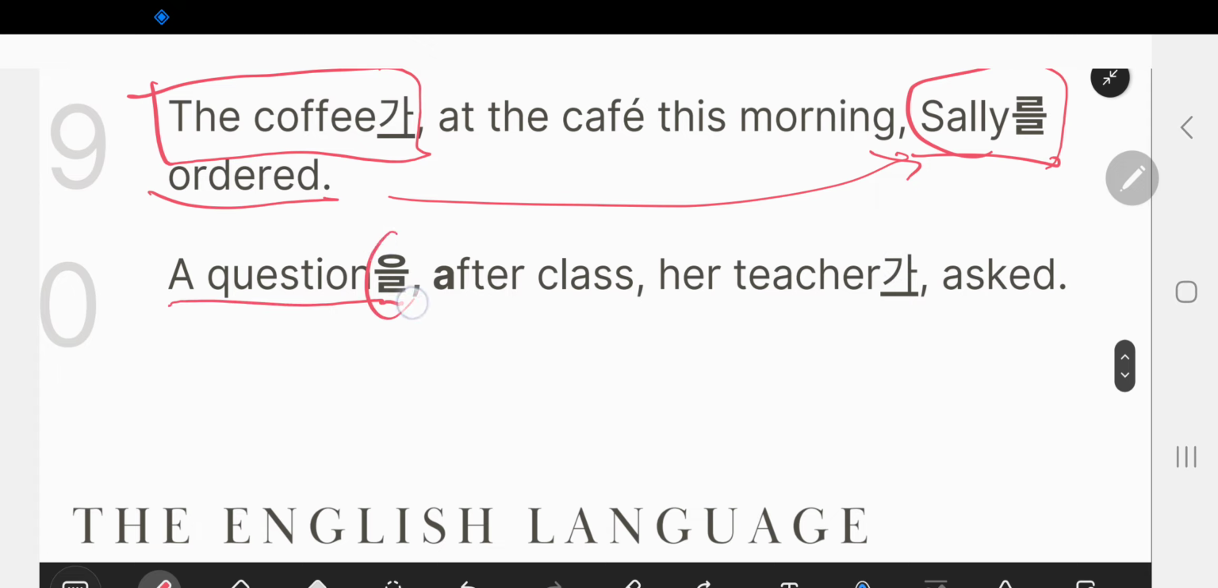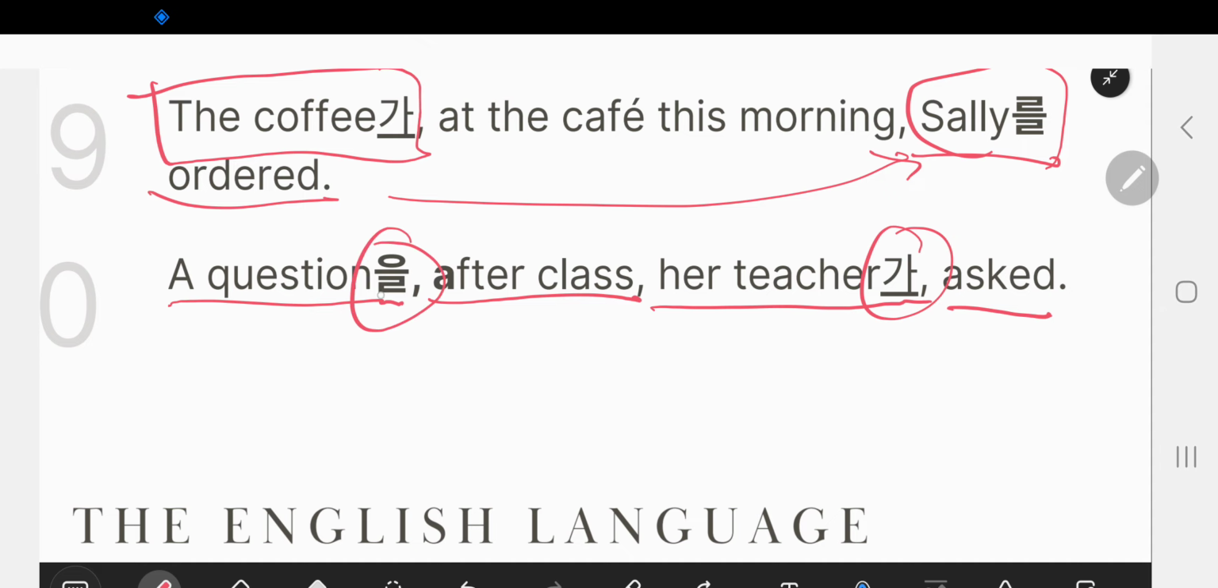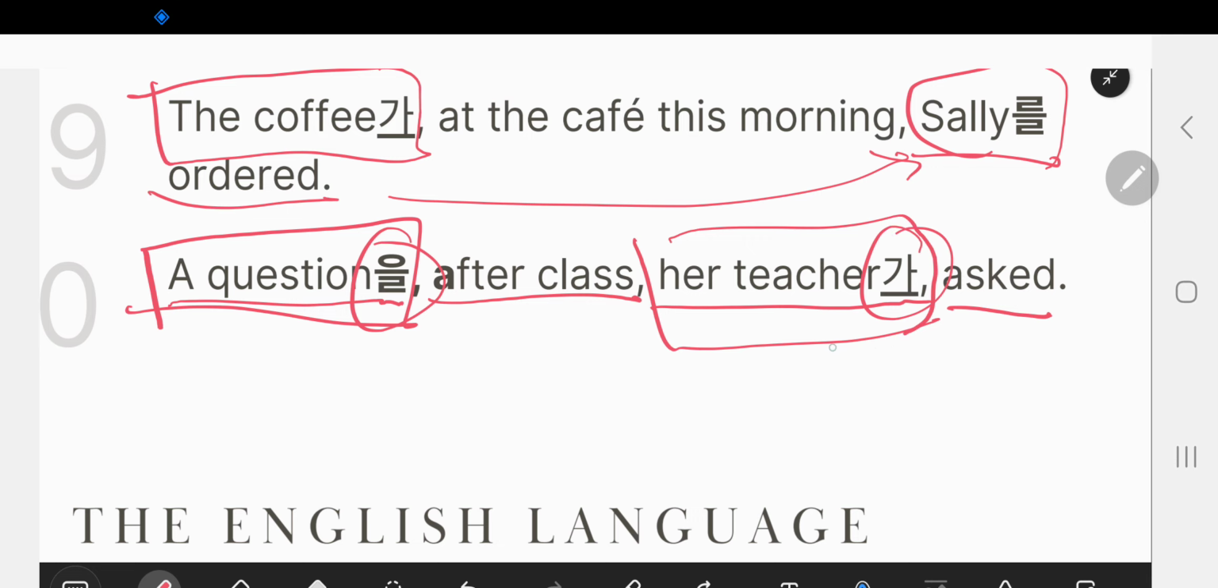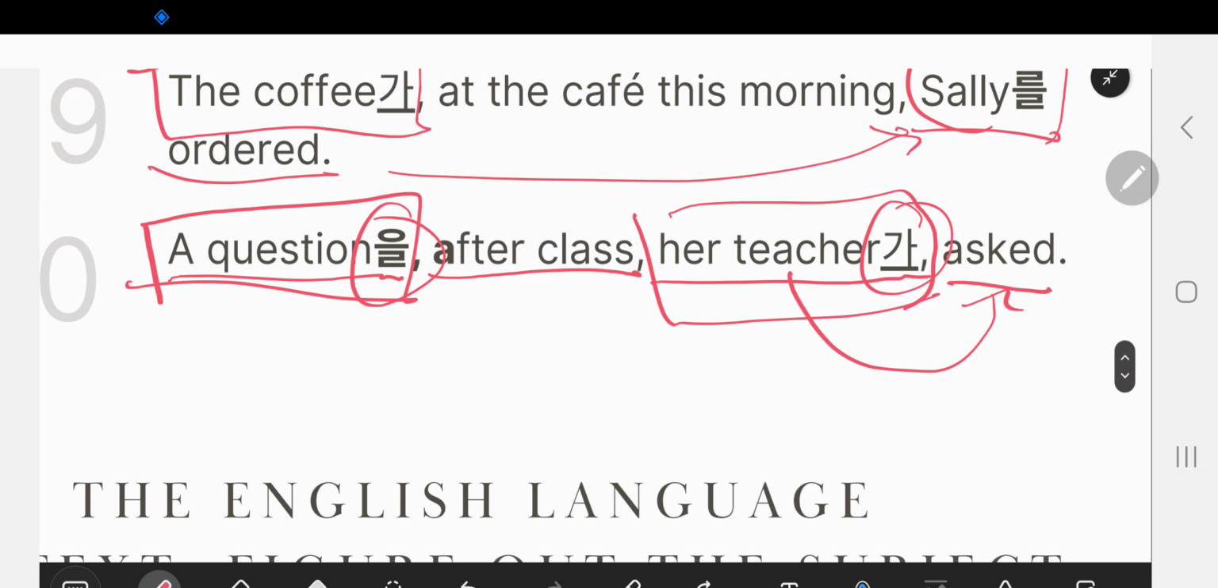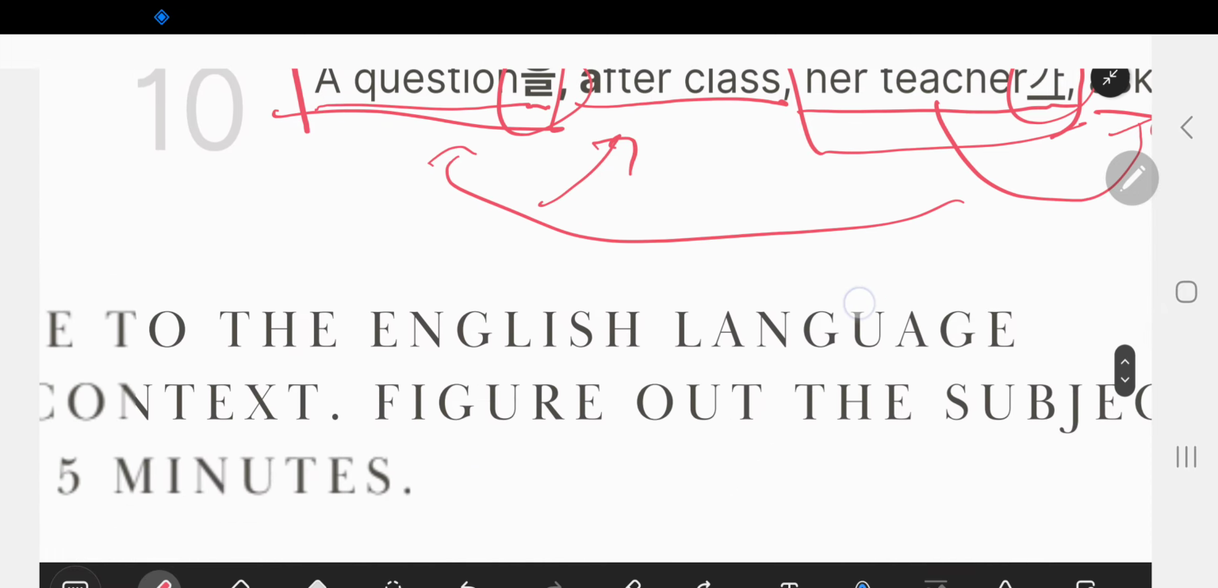A question after class, her teacher asked. Well, what is the subject? 가. What is the object? 을. Right? So the question is the object. Her teacher is the subject. So this means her teacher asked a question after class. Yes, a teacher asking a question after class about her own lectures.